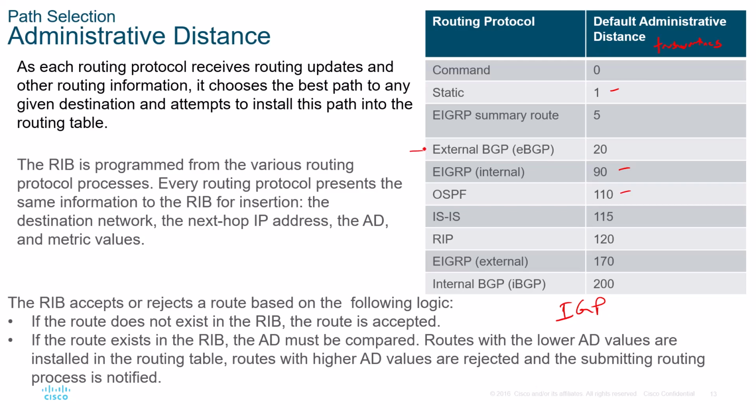The rib accepts and rejects routes based off of the following actions or logic. If the route doesn't exist in the rib, the route is accepted. If the route exists in the rib, the AD must be compared. Routes with the lowest AD value are installed because they're considered to be more trusted. Routes with a higher AD value are rejected, and the submitting routing process will be notified.